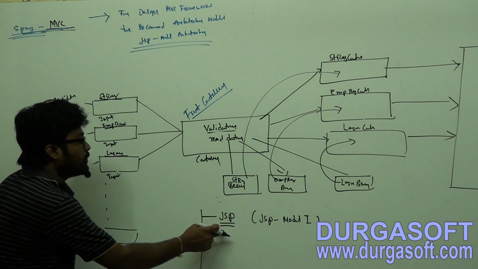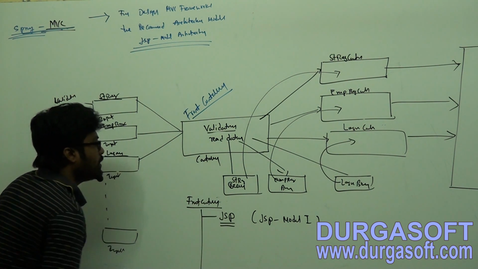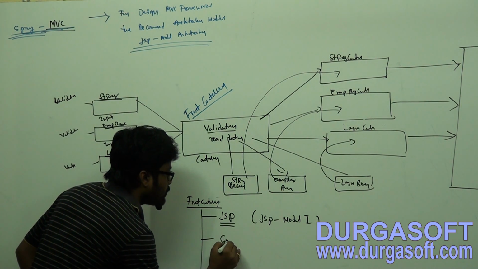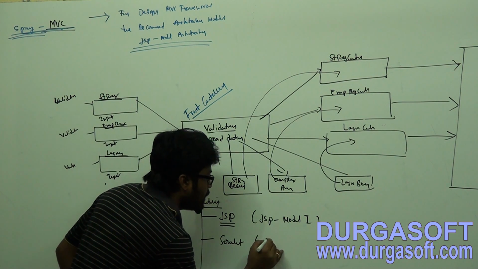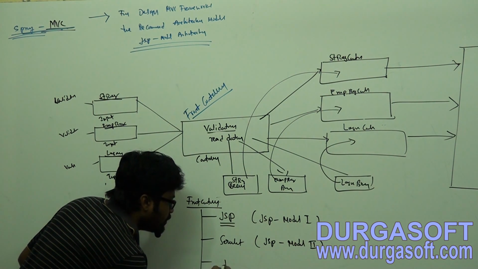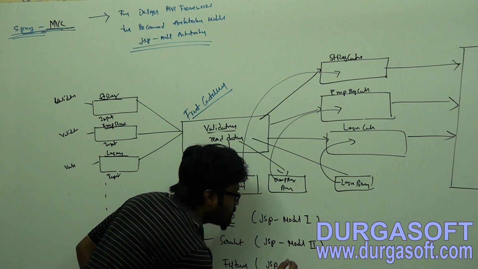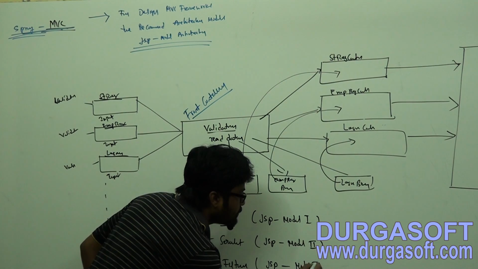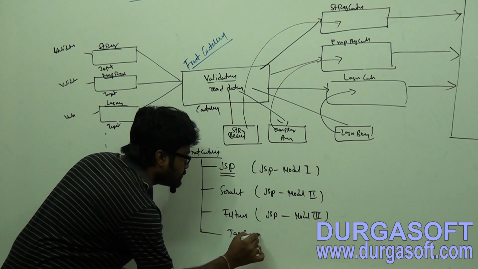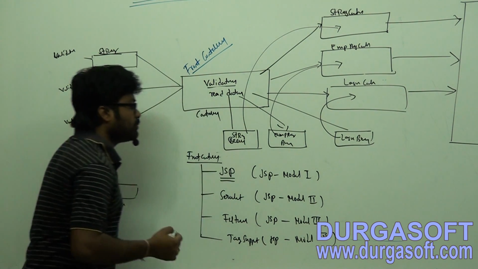If you use front controller classes and the front controller is a JSP, then you can call that model JSP model 1. If your front controller is a servlet, you can call it JSP model 2. You can also use filters: if you go through a filter, you can call it JSP model 3. Finally, you can take tag support also. If you go through tag support, you can call that model JSP model 4.